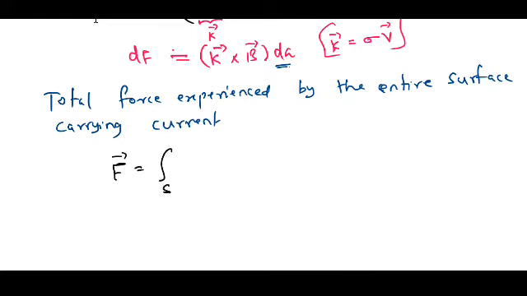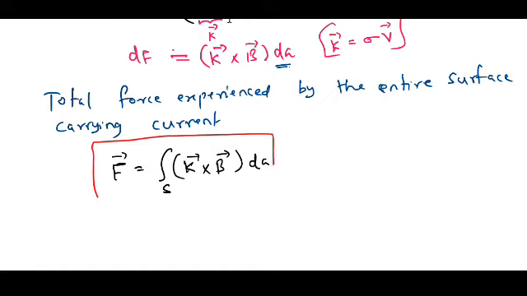From where to where, over the surface area, do we have to integrate? That is F equals the integral of K cross B dA. This is the total force on a sheet that carries a surface current K and is kept in magnetic field B. Now, in a similar way, we discuss the volume current density and the magnetic force on the volume current density.